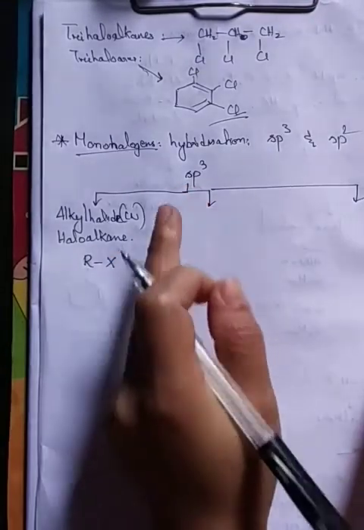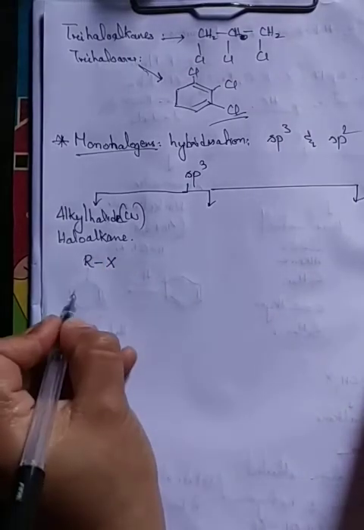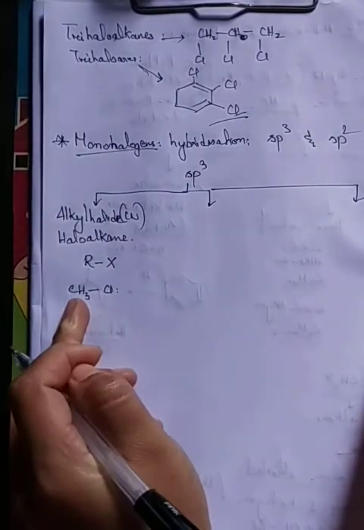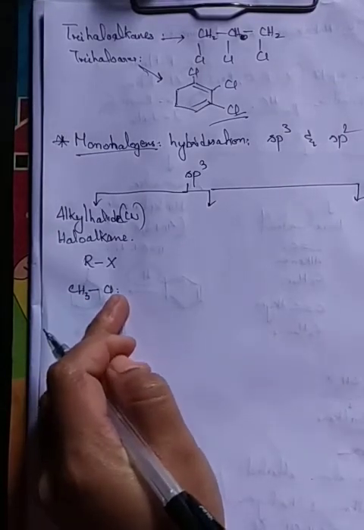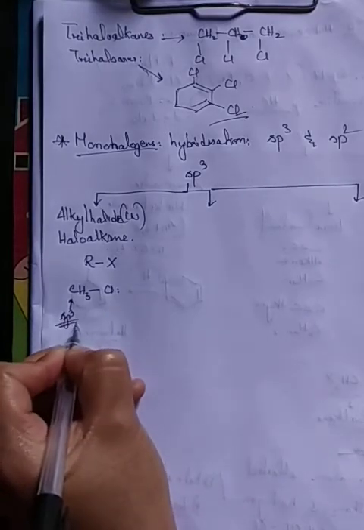Now sp3 means the carbon atom to which the halogen atom is attached should be sp3 hybridized. For example, CH3Cl. Here the carbon atom to which the halogen atom is attached is sp3 hybridized.